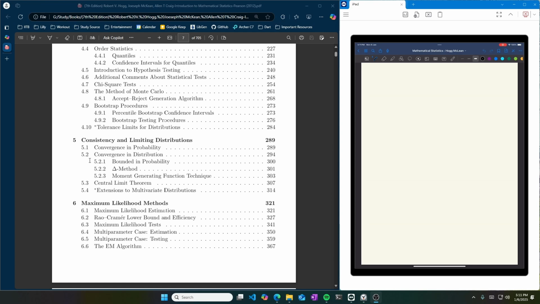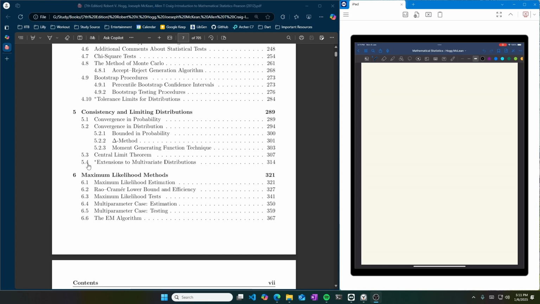Tolerance limit for distributions, convergence and probability. Okay, central limit theorem we'll get to see here.